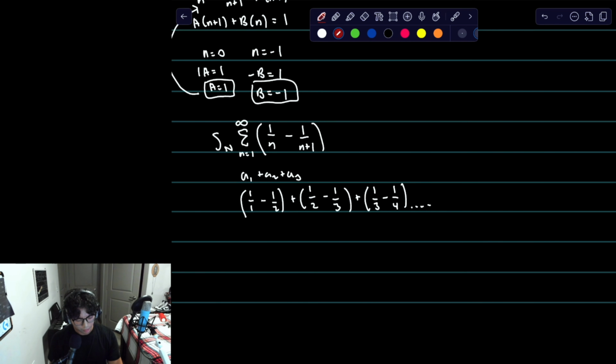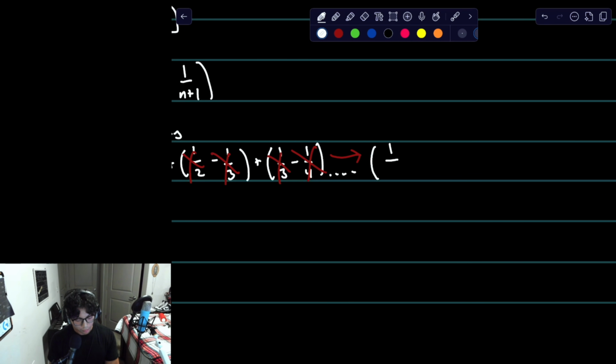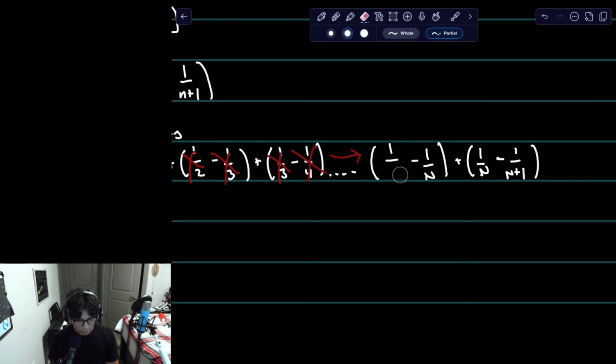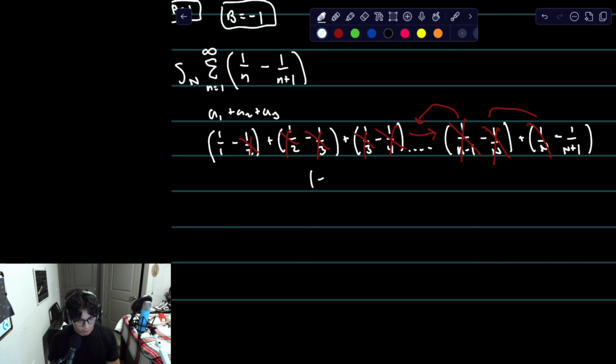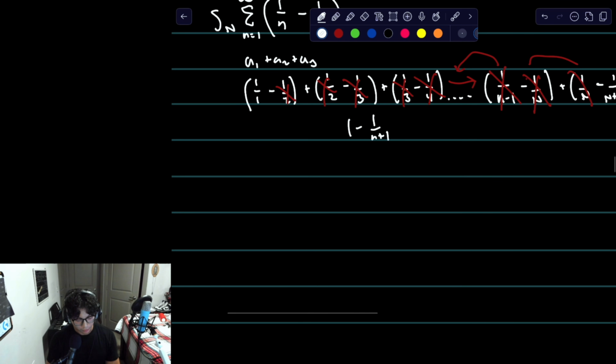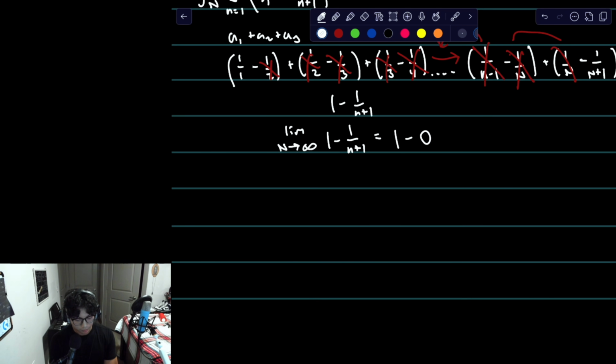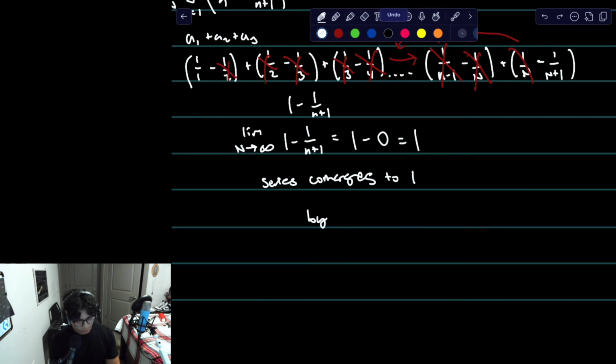Again, these middle terms all cancel out, and this negative 1 over 4 cancels out with the next term, which eventually leads to 1 over n minus 1 over n plus 1. Now eventually these terms cancel out, and we are left with our outer terms, 1 minus 1 over n plus 1, which we could take the limit as n approaches infinity of 1 minus 1 over n plus 1, which becomes 1 minus 0, which equals 1. So this series converges to 1 by telescoping.